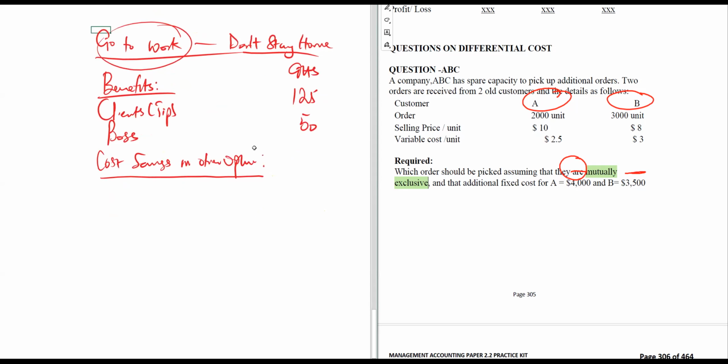Data. Okay, data is 20 cedis instead of 30. So if we go, we are going to save data of how much? 10 cedis. Because at home we spend data of how much? 30 cedis. But when we go to work, we spend 20, right? So we are saving data of 10 cedis.